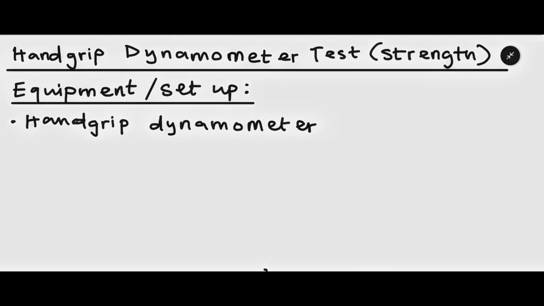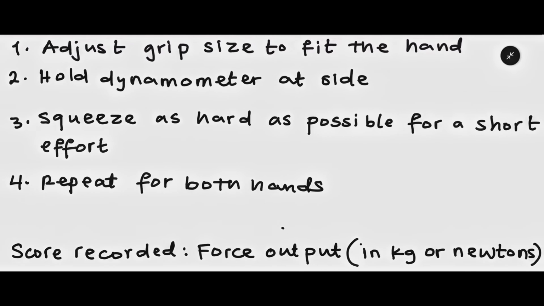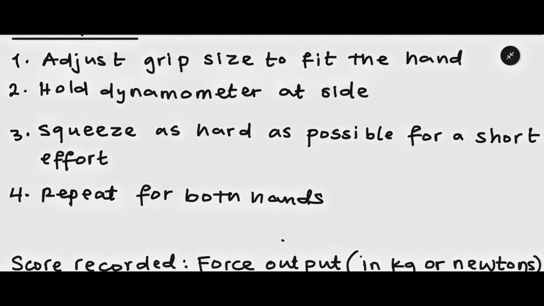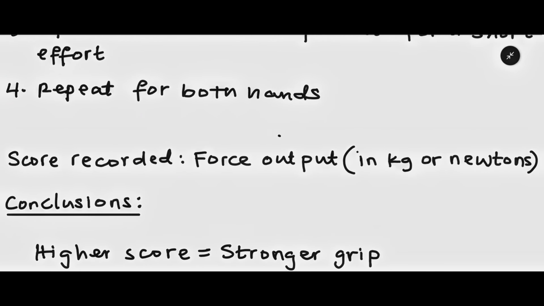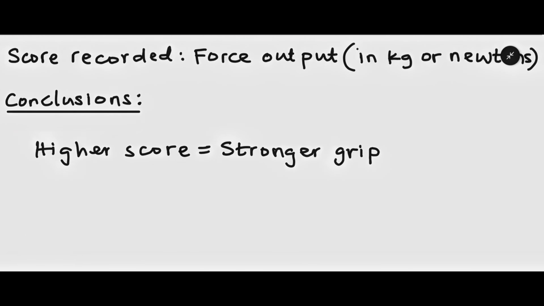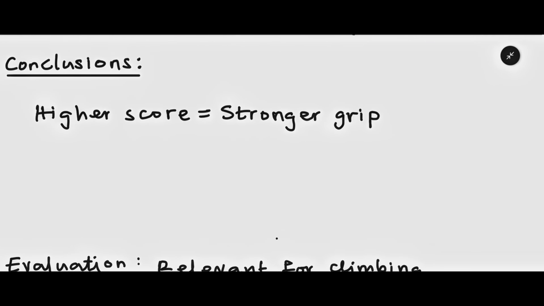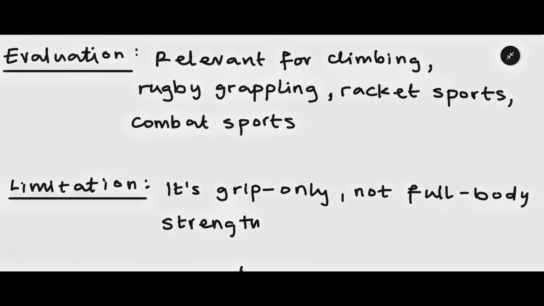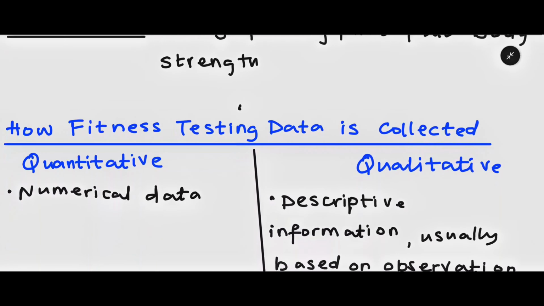Moving on to the hand grip dynamometer test, which is measuring strength, specifically the strength in your forearms. The equipment, simply you just need a hand grip dynamometer, as you can see on the screen. The procedure, each step outlined on your screen, the score recorded, followed by the conclusions of this test. And lastly, we have the evaluation and limitation of this test.